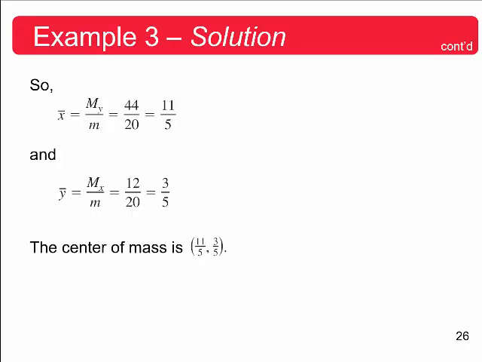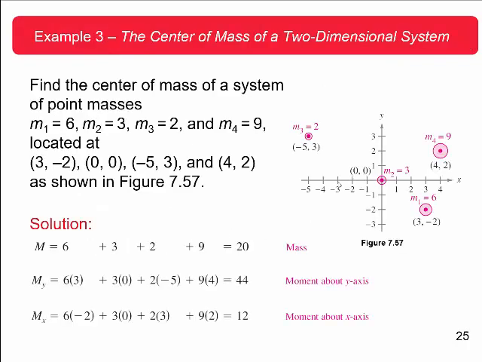So what this is telling us is that the center of mass of this system, x bar comma y bar, is 11/5 comma 3/5. So going back, 11/5 is a little bit more than 2, and 3/5 is around here. So the center of mass of this system is actually right here, where my mouse is.